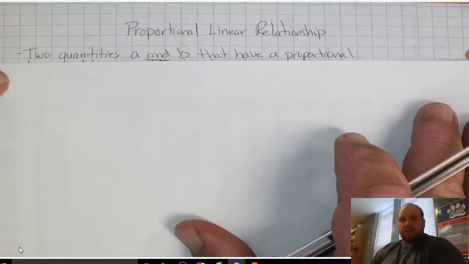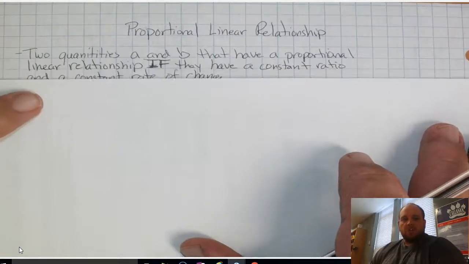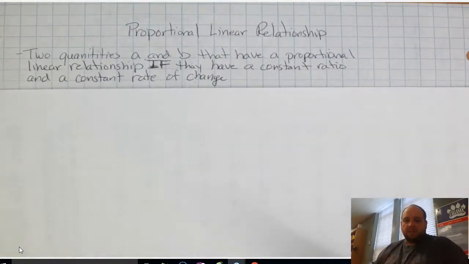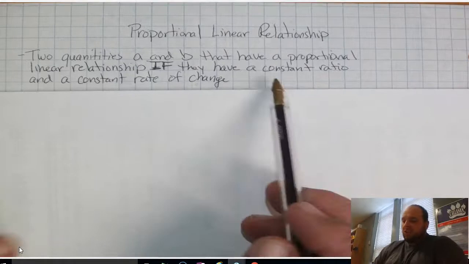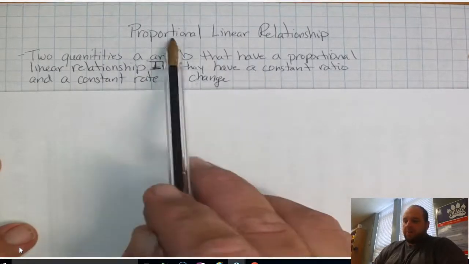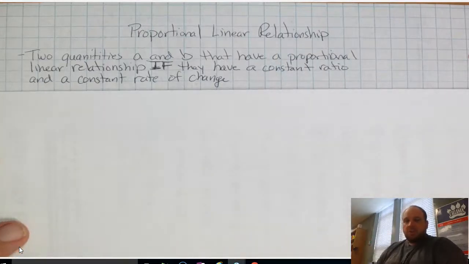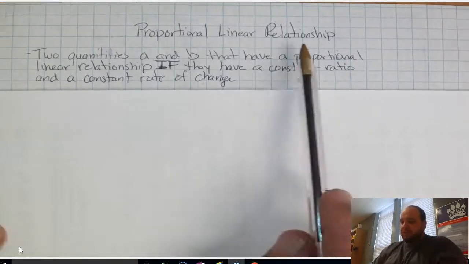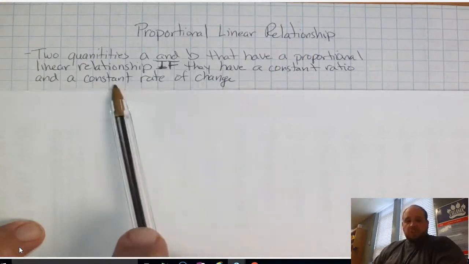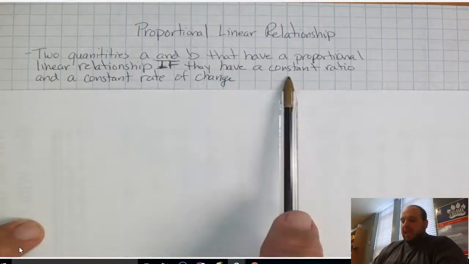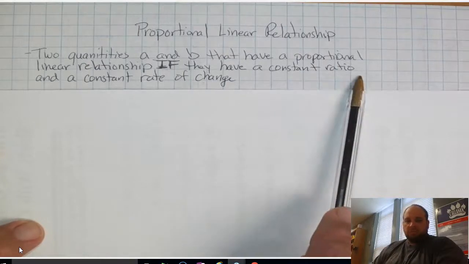In a proportional linear relationship, it's going to be two quantities, A and B, that have a proportional linear relationship if they have a constant ratio and a constant rate of change. Notice that two things must occur in order to be a proportional linear relationship. Whereas before, in a linear relationship, you really only needed to see that pattern on the table or on the graph. In a proportional linear relationship, it not only must show that constant rate of change, but it also has to show a constant ratio.